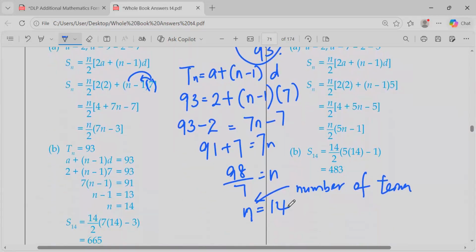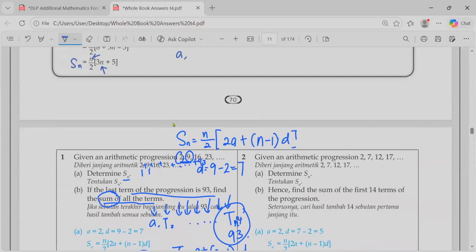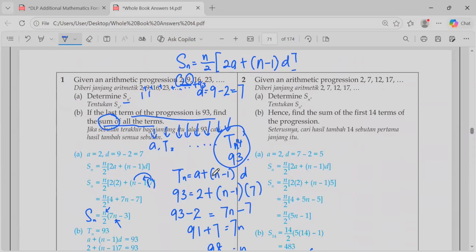After that, I get n equal to 14. You just substitute n equal to 14 into the formula that you get. So again, first find the formula and then substitute the values you have, a and d. After that, look at the question. Given the last term, we use this formula.